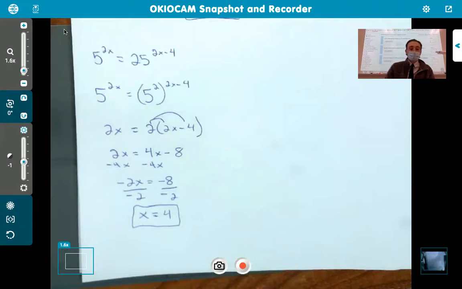And then in the last example, 5 to the 2x is equal to 25 to the 2x minus 4. Well, I'm going to change the right-hand side, so it's 5 squared. When I set my exponents equal, 2x is equal to 2 times 2x minus 4. So then when I distribute, I get 4x minus 8, and I should have got x equals 4 for that.